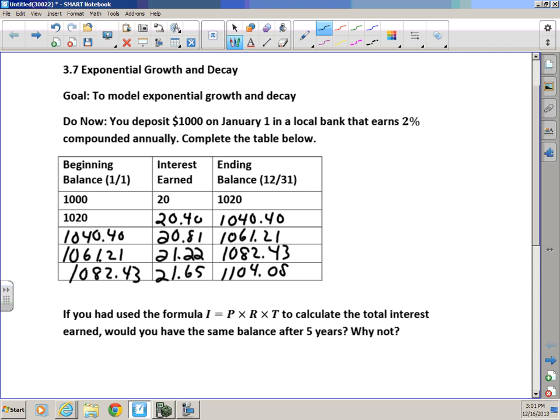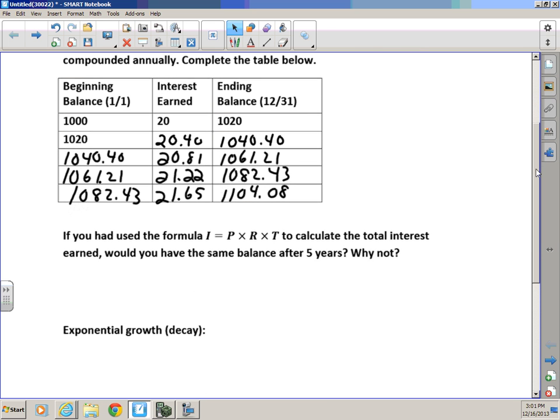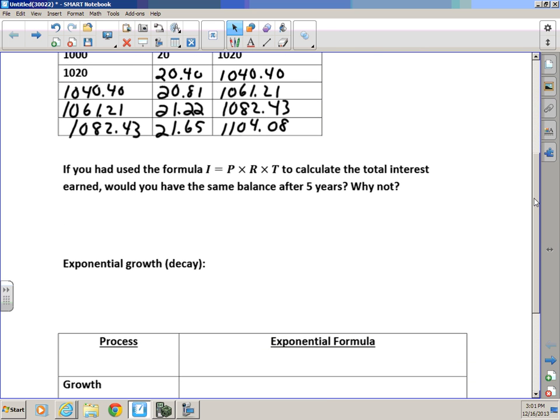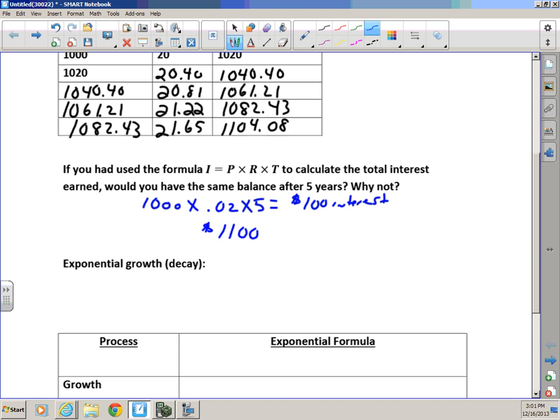Okay, so at the end of 5 years, my $1,000 grew to $1,104.08. I didn't put any more money in or anything like that. Now, you learned a formula that interest equals principal times rate times time. So if I took my $1,000, that's my principal, times my 2% rate, remember you got to write it as a decimal, times 5 years, you would get $100 in interest and an $1,100 balance. Why aren't they the same?